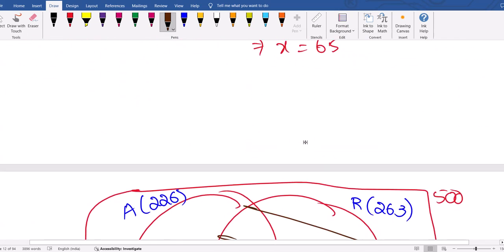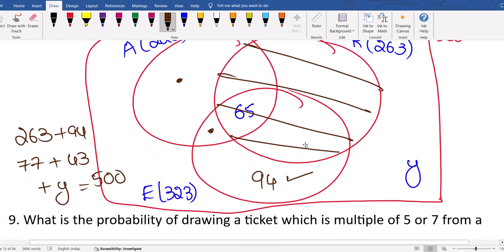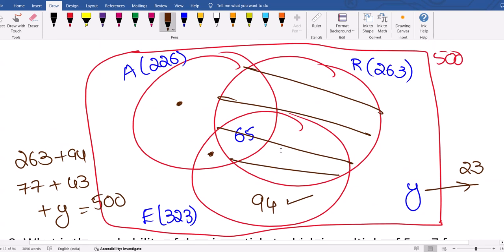So yeah. This totally should be equal to 500 here. 263 and 43, 306, and 94, 400. 400 plus 77, 477. So 23 is failed all the 3 subjects. 23 failed all the 3 subjects. You check it out.